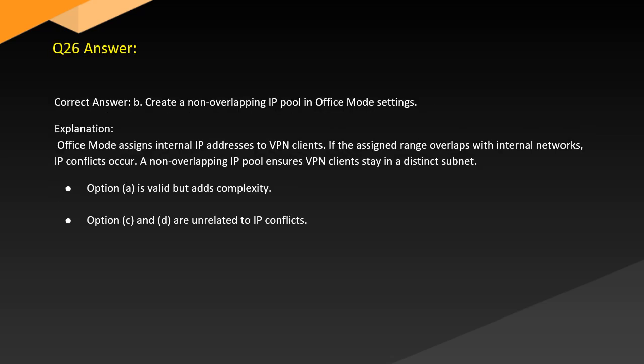Answer. Correct answer: B. Create a non-overlapping IP pool in Office Mode settings. Explanation. Office Mode assigns internal IP addresses to VPN clients. If the assigned range overlaps with internal networks, IP conflicts occur. A non-overlapping IP pool ensures VPN clients stay in a distinct subnet. Option A is valid but adds complexity. Options C and D are unrelated to IP conflicts.